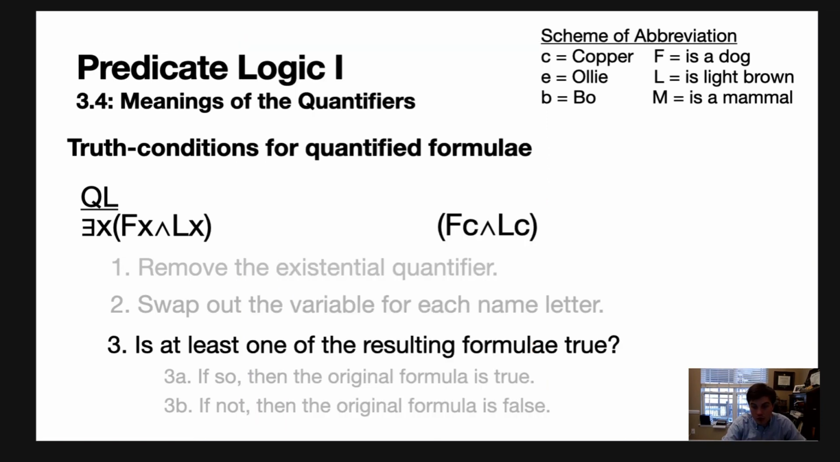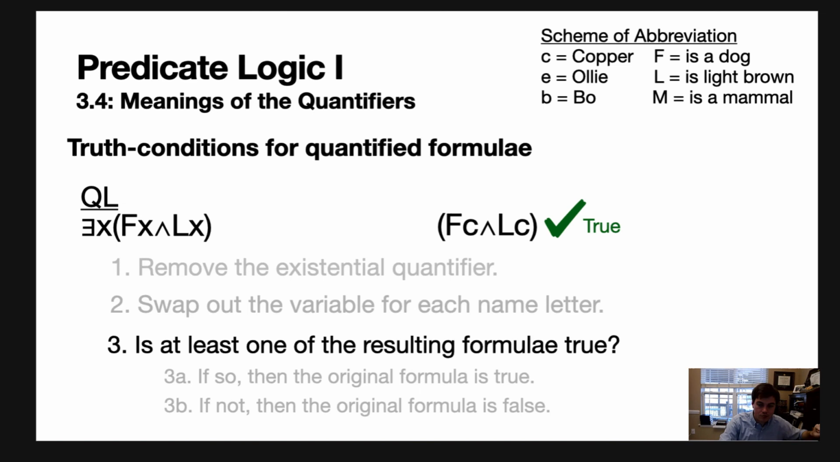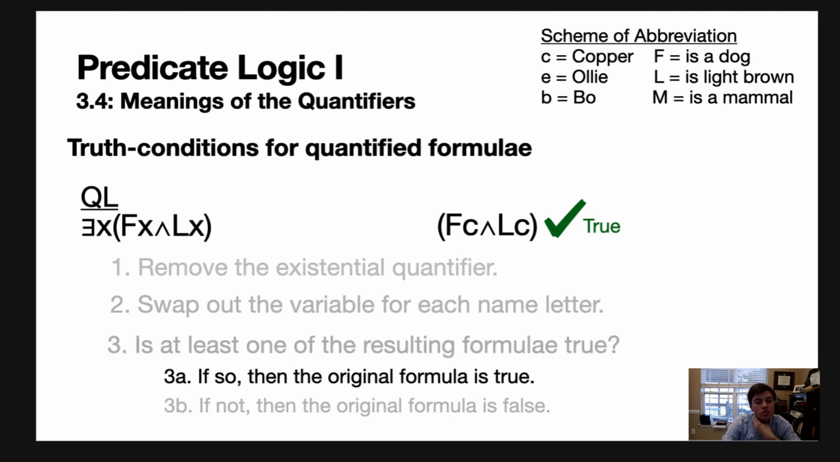Because here's our substitution: Cf, which means Copper is a dog, and conjunction, Cl, or Copper is light brown. Well, Copper is both a dog and light brown. Under what circumstances is a conjunction true? Well, only when both of its conjuncts are true, and that's exactly what we have here. So we know the whole conjunction is true.